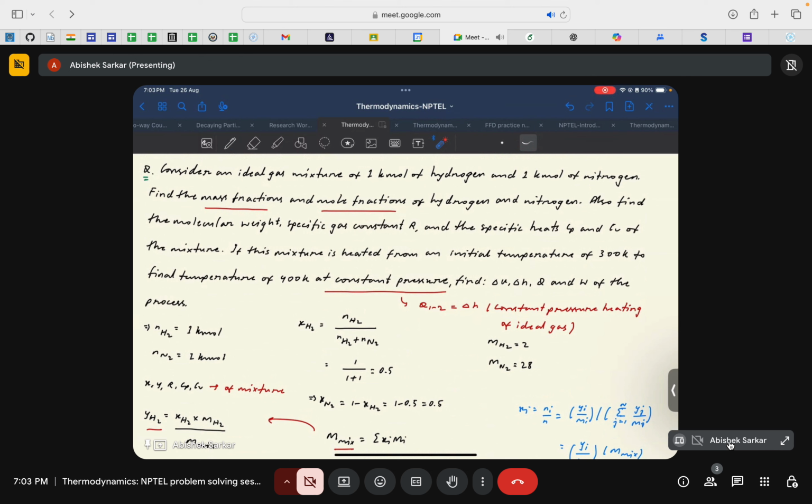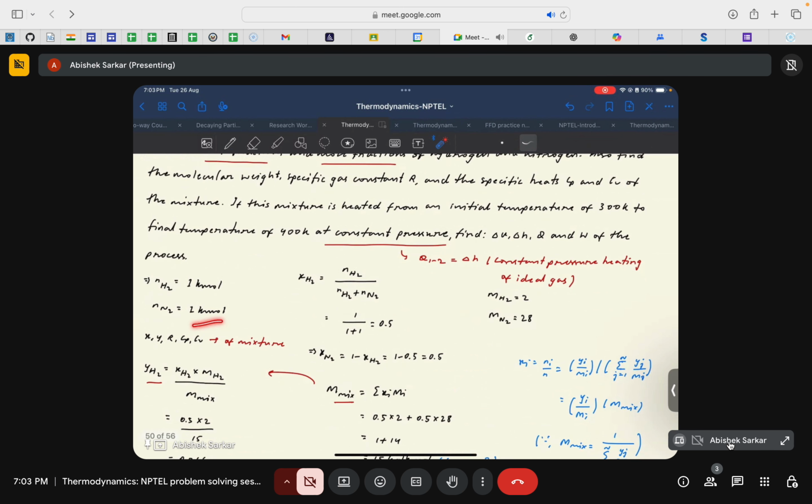Okay, so the mole fraction of hydrogen would be 0.5 and the mole fraction of nitrogen would be 0.5. Why? Because since these two are equal, the respective mole fraction of the individual gases with respect to the number of moles in the gases would be half of it. Okay, half of the total moles. Or you can do it like this as well.